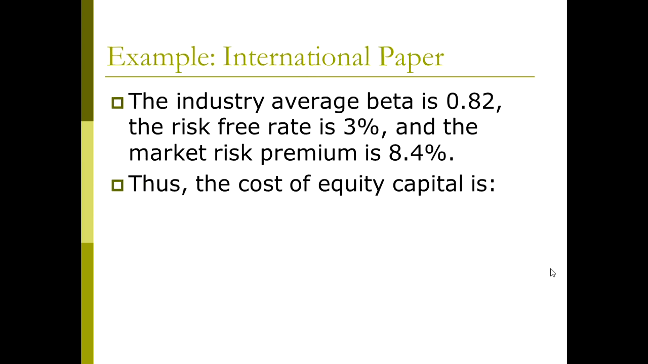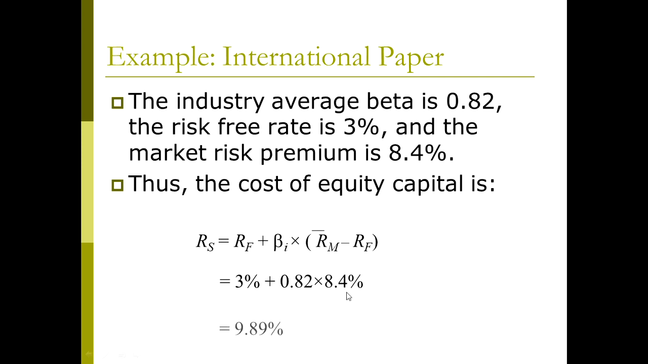Okay, now we have another example, International Paper. Now suppose we have beta 0.82, risk-free rate 3%, market risk premium 8.4%. So the cost of equity is, obviously we're going to use the CAPM model, which is 3% risk-free rate plus beta times the market risk premium. So the cost of equity is 9.89%.